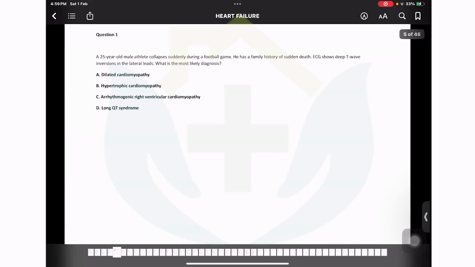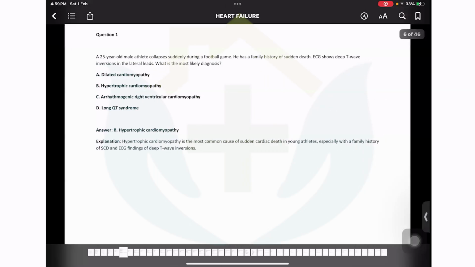Hypertrophic cardiomyopathy. Very good. So this is hypertrophic cardiomyopathy. It as such is the most common cause of sudden cardiac death in young athletes, and especially with a family history of sudden cardiac death. ECG findings of deep T wave inversions in the lateral leads V2 to V6 are highly suggestive of this thing.